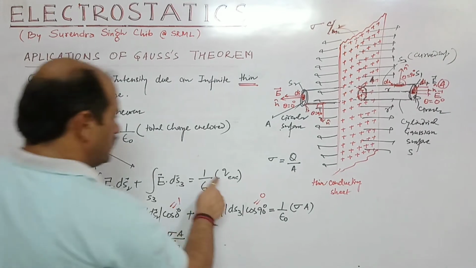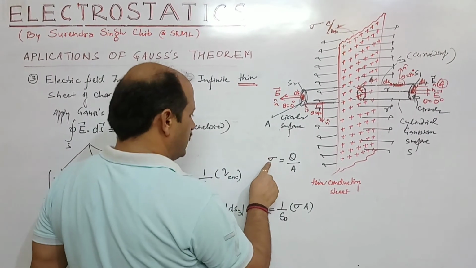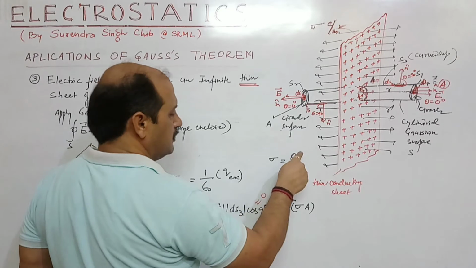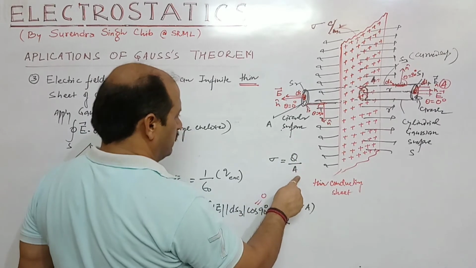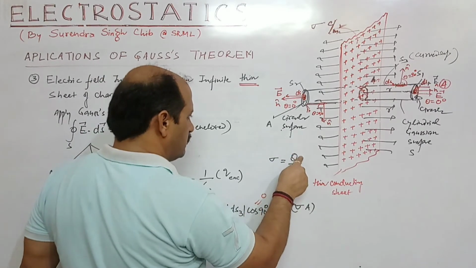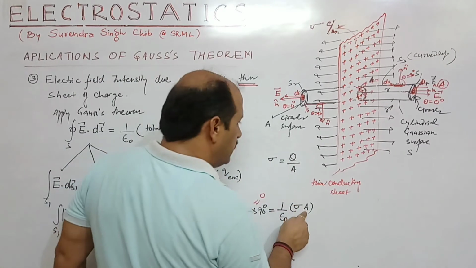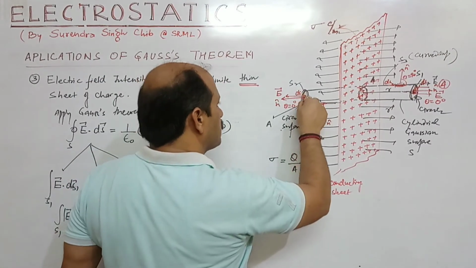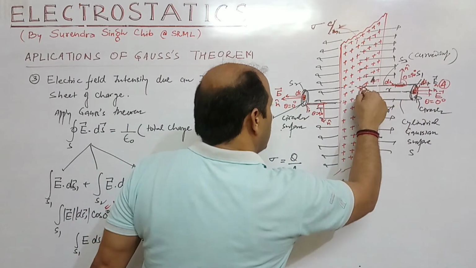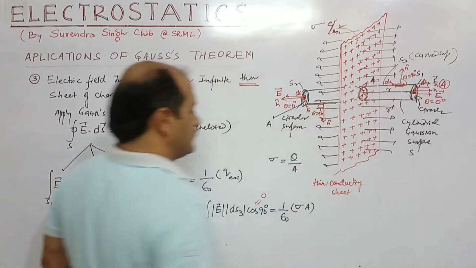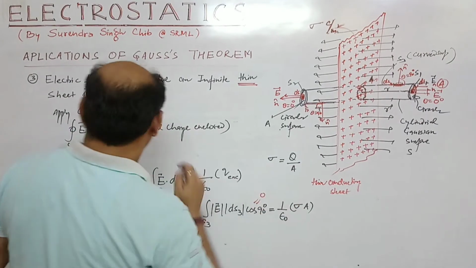And what is the charge enclosed? Charge enclosed, if sigma is the charge density, तो sigma equals to क्या होता है? Charge per unit area. So if you want charge, it equals sigma into A. What is this A? This A is the area of the circular caps. तो ये area और ये area और ये area same ही है. So sigma into A.